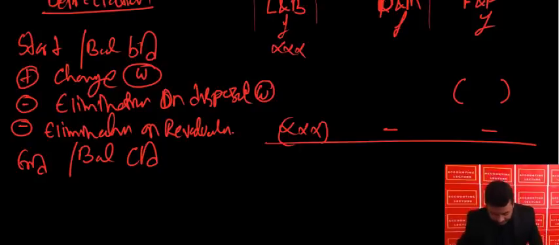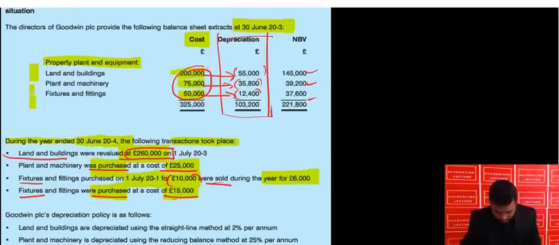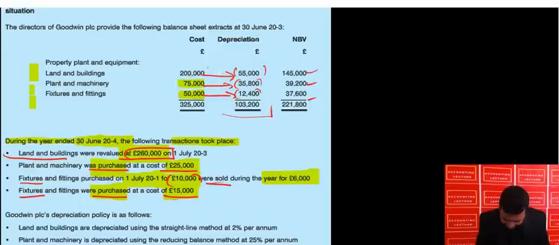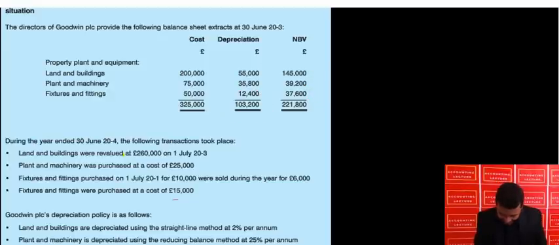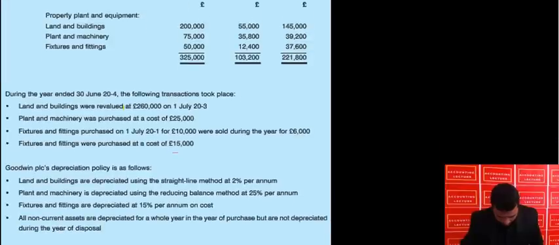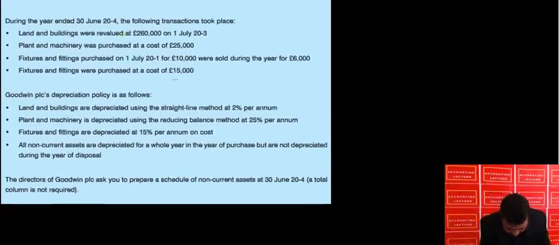All right, let's put some figures. Let's scrutinize our example. Going bottom, I want to clean this board with my eraser. Okay, then it doesn't take much. Good technology, good use of it. Okay, the first part you have done, which is cost. Now, Goodwin PLC's depreciation policy is as follows. All right, land and building are depreciated using straight line method, 2%. So straight line on cost straight away.